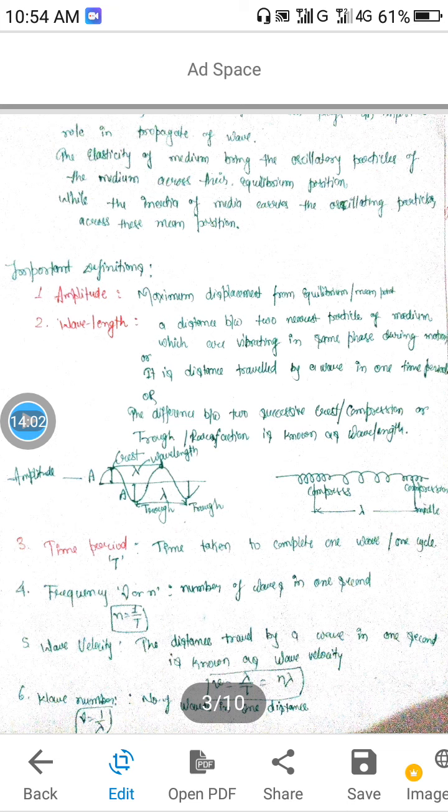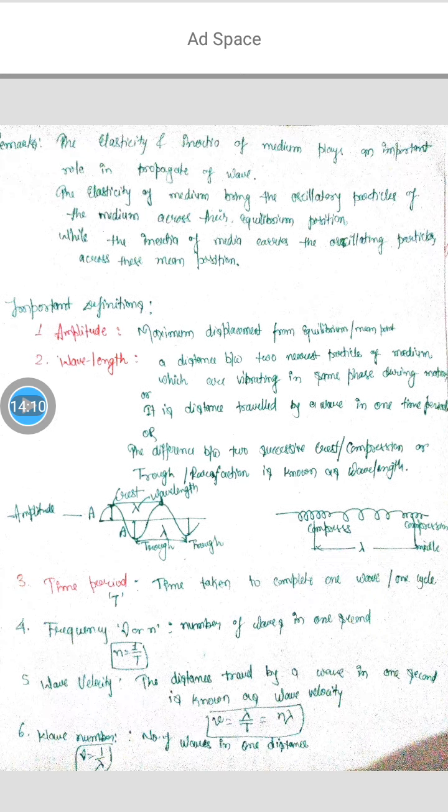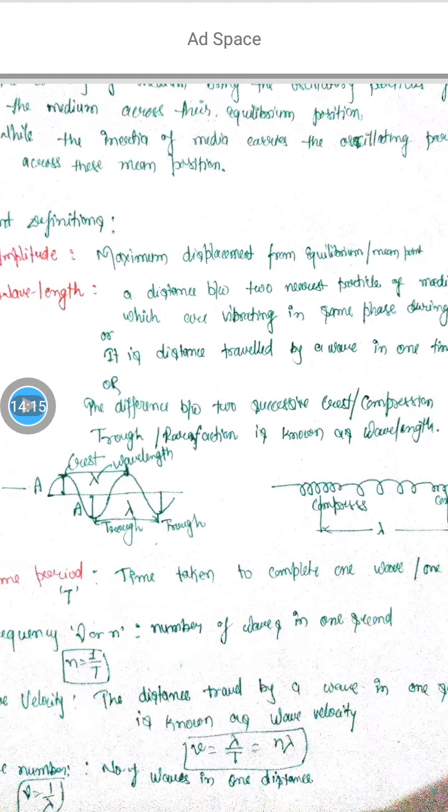So let's see wave velocity. The distance traveled by a wave in 1 second is known as the wave velocity. So we can simply write v is equal to lambda over T, where lambda is the distance and T is the time period. Also we have studied that 1 upon T is equal to the frequency, which is represented by nu or n. So v is equal to lambda upon T, which is equal to n into lambda.